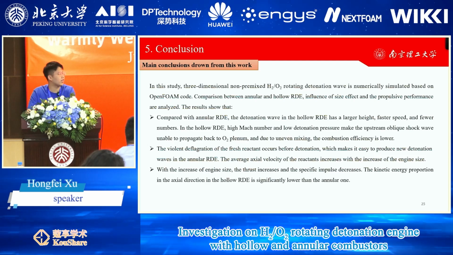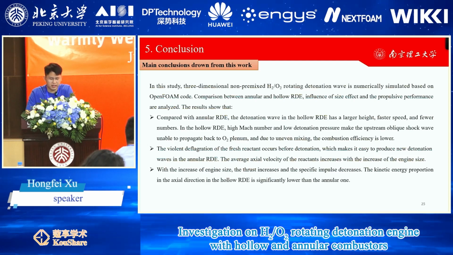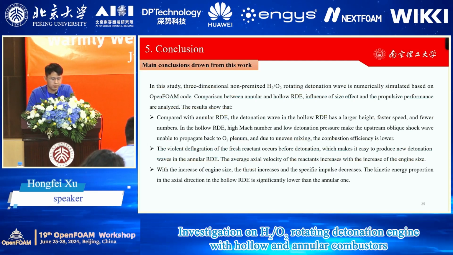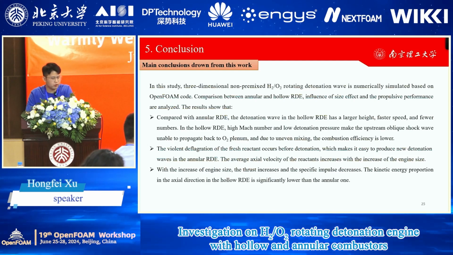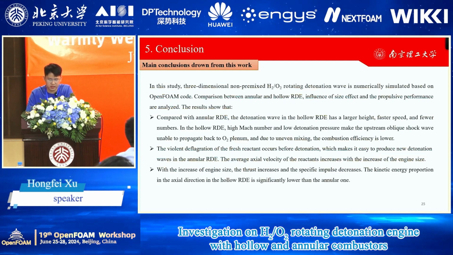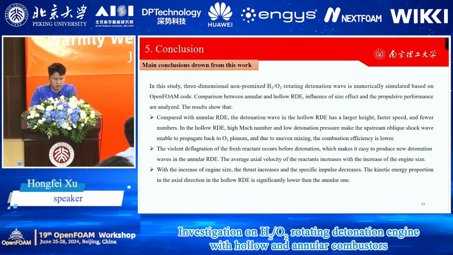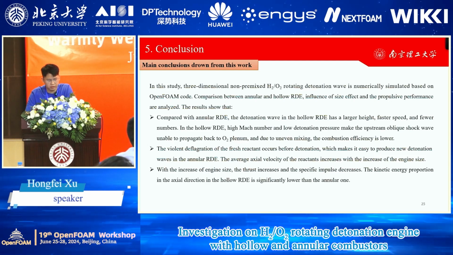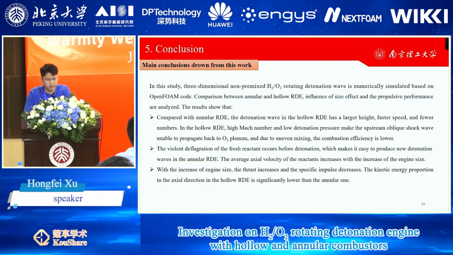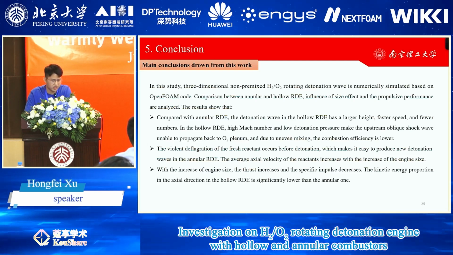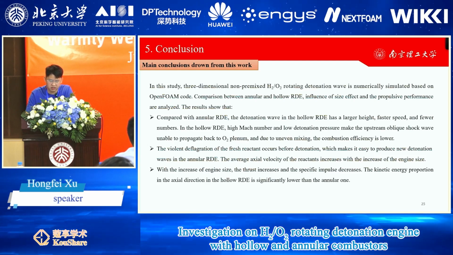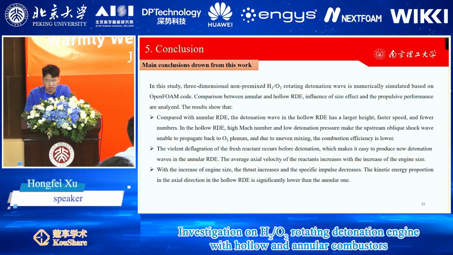In the hollow RDE, high Mach number and low detonation pressure make the upstream oblique shock wave unable to propagate back to the oxygen plenum, and due to uneven mixing, the combustion efficiency is lower. The fervent deflection of the fresh reactant occurs before detonation, which makes it easy to produce new detonation waves in the annular RDE. The average axial velocity of the reactant increases with the increase of the angle size.